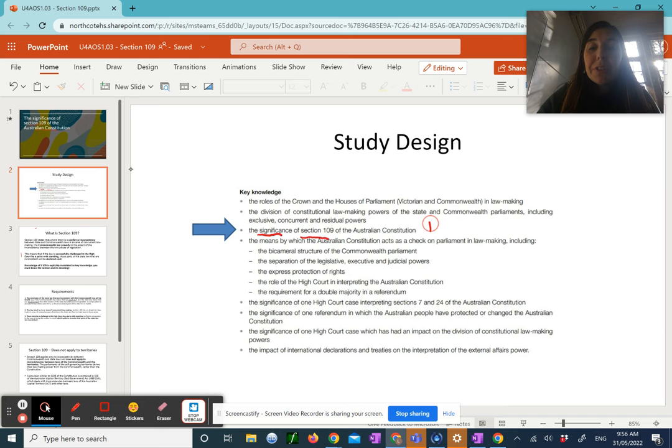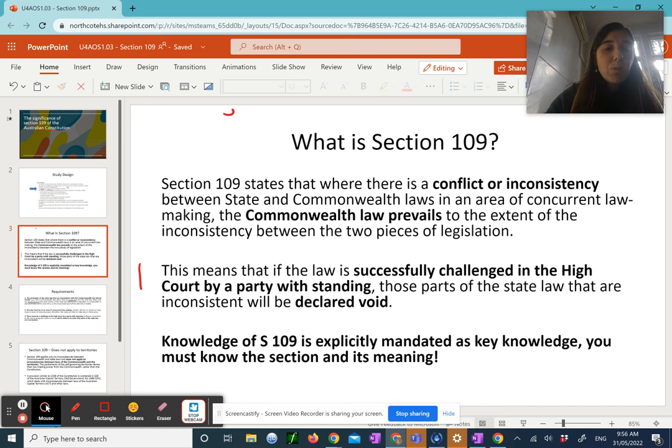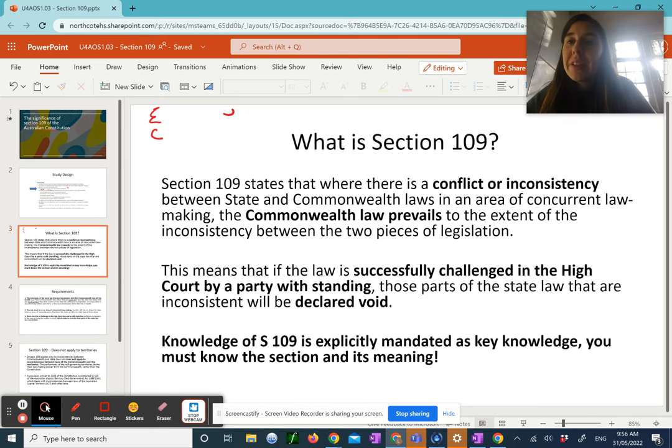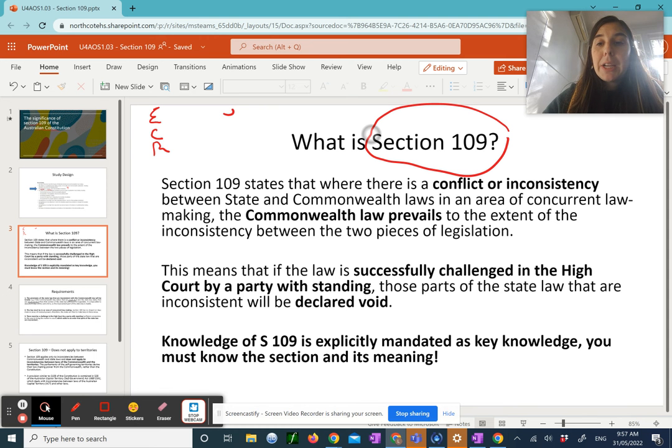Now, if you haven't watched the video above, this section directly relates to the division of lawmaking powers, so make sure you go back and watch it. So what is Section 109 and how does it relate to the division of lawmaking powers? A quick reminder: we have exclusive powers given to the Commonwealth, written in the Constitution. We have concurrent powers, which are given to both the state and the federal government, written in the Constitution. And we have residual powers, which were left over at the time of federation and are usually given to the state. So Section 109 actually relates to concurrent areas of lawmaking powers.